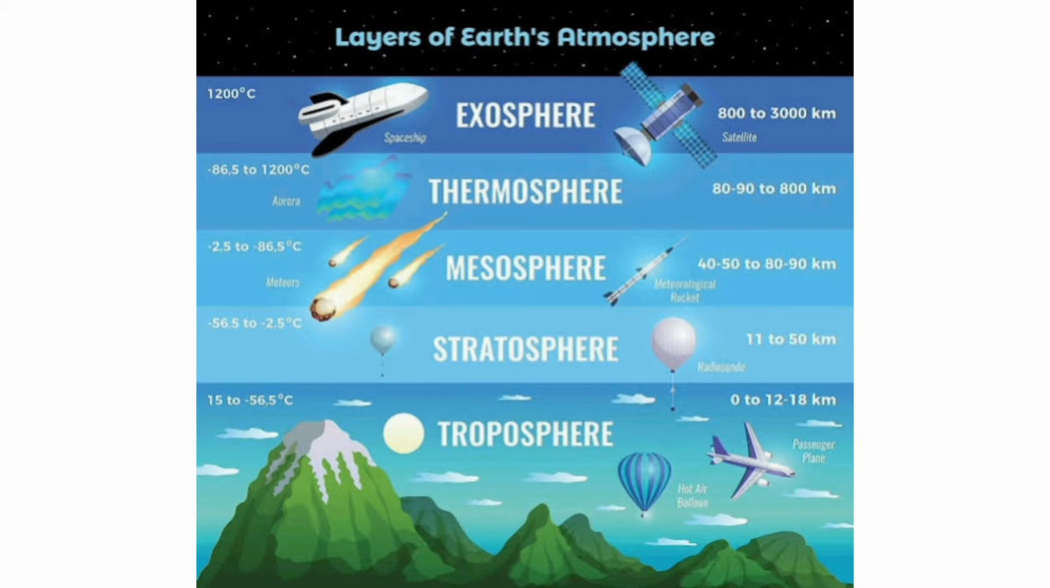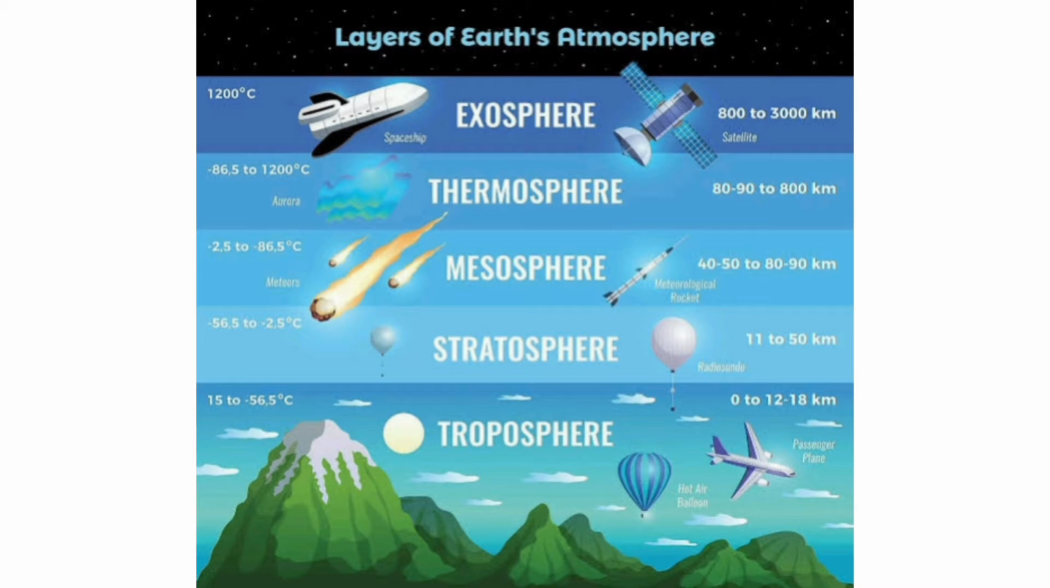In the second layer, stratosphere, we can see the parachutes. Mesosphere, third layer, where the rockets can go and we can see some broken stars falling down from the sky to the earth. Then the fourth layer is thermosphere, where we can see the thunderstorms. And the last layer is exosphere, where only the satellites and spaceships can go.